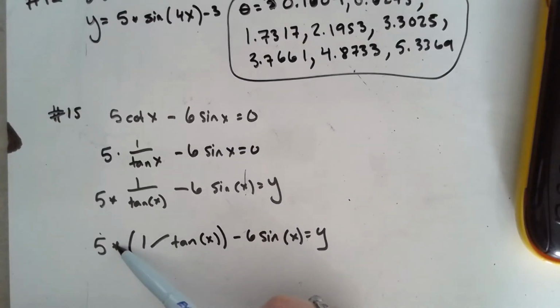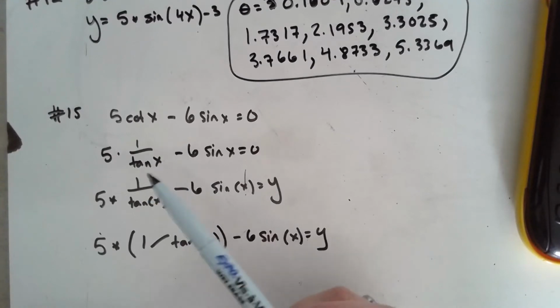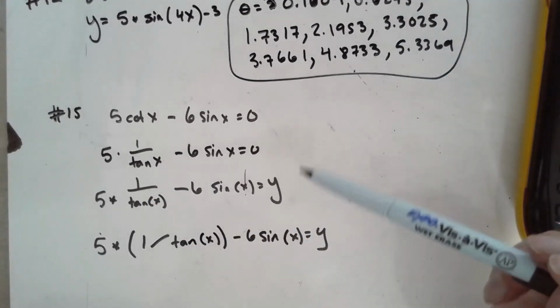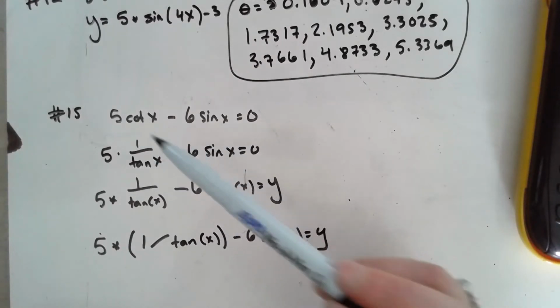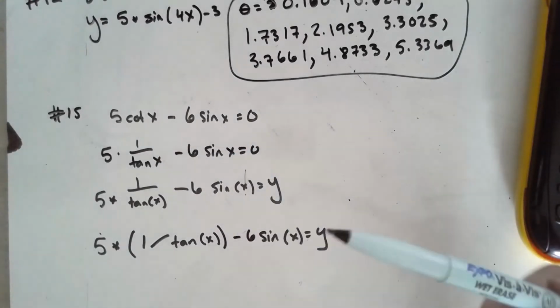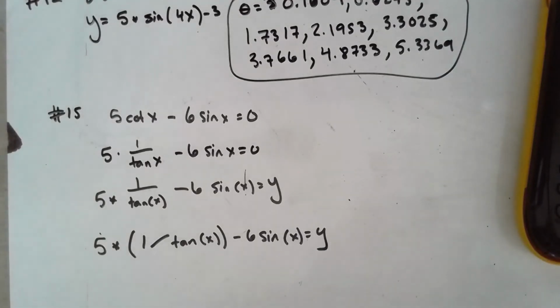Just be careful on those. And this one is a little hard to tell how many answers you get because you have cotangent and sine there together, but it's the same idea. You're looking at where it crosses and you're finding those solutions.